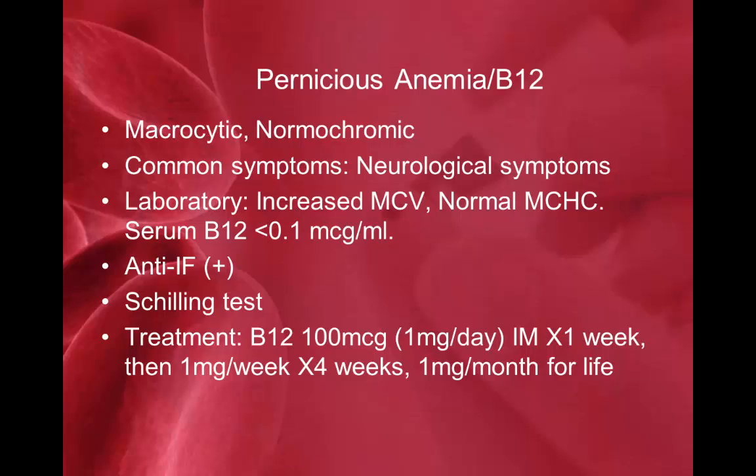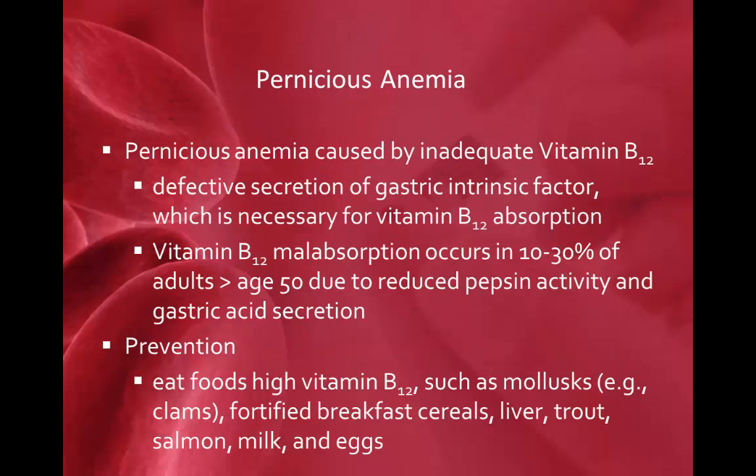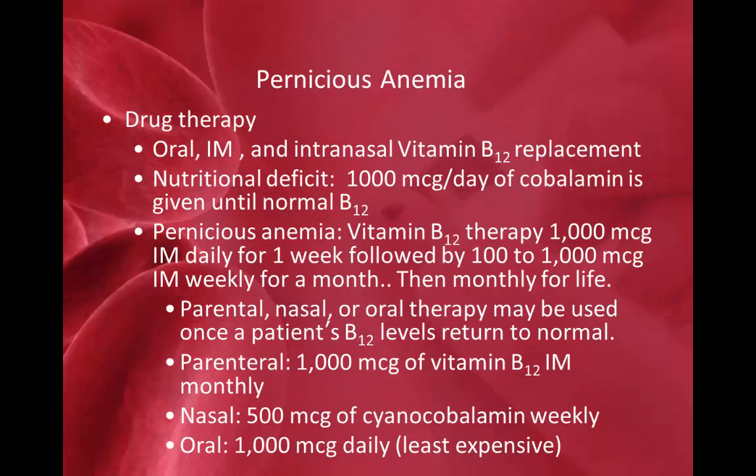Treatment is basically replacing the vitamin B12. So any time secretion of gastric intrinsic factor is diminished, you get malabsorption of vitamin B12. Patients that have pepsin activity reduced as well could have it. So you also would like to tell these patients to eat food high in vitamin B12, which are mollusks, the clams, the fortified breakfast cereal, liver, all the organs, salmon, milk, eggs.